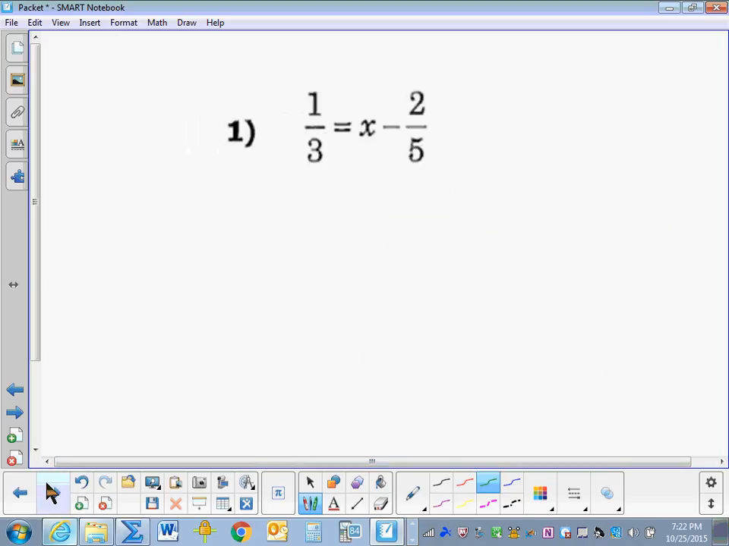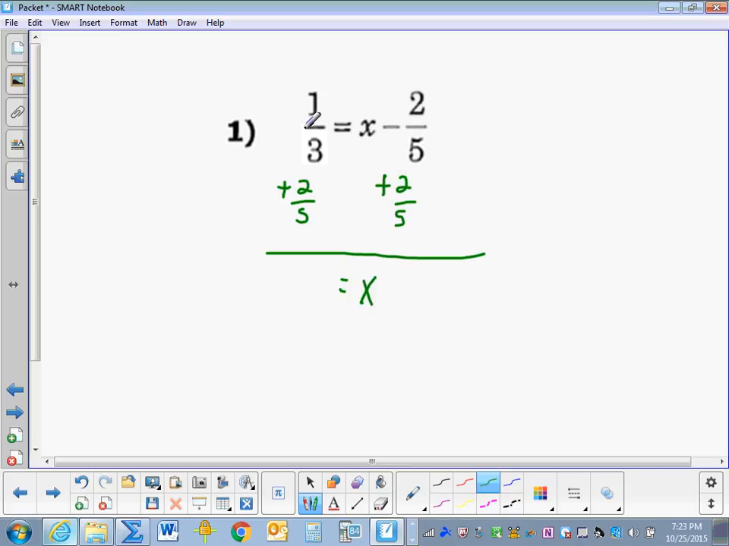And our final problem is number 1. 1/3 is equal to x minus 2/5. So we need to get x by itself. So we're going to add 2/5 to both sides. So we're going to add 2/5, and we're going to add 2/5. So negative 2/5 plus 2/5, the right side's easy, that's x.